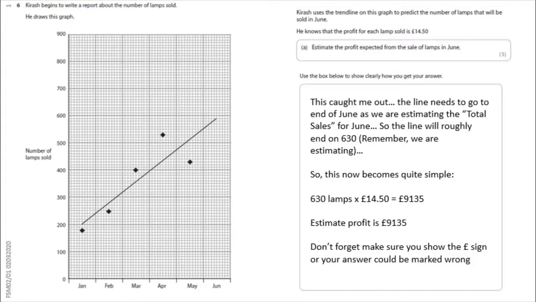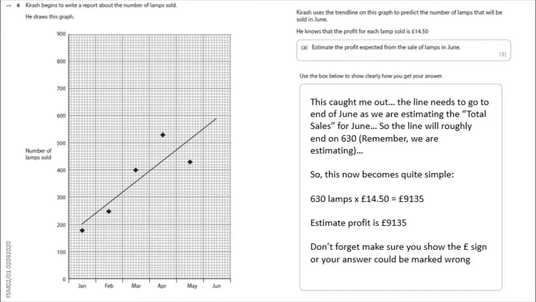Your initial thought might be just to go to where the line actually stops on the graph. That's what you think. Right. In fact, it needs to go all the way right up to the very end of June, so you're extending the line all the way up the graph. That means the line will roughly end on 630. Remember, at this point we're estimating, so it doesn't have to be exact. So that line will eventually roughly end up on 630 if you carry on drawing it up. Ruler, give it a go.